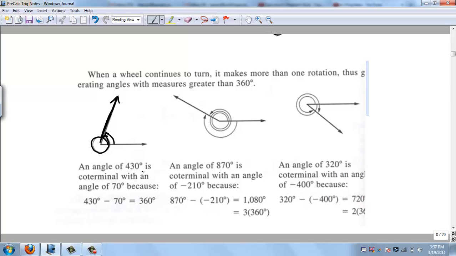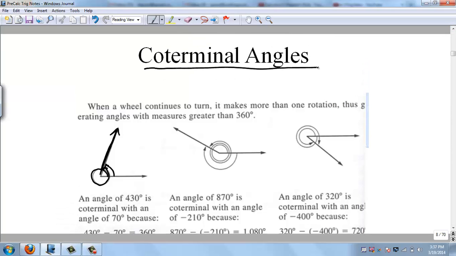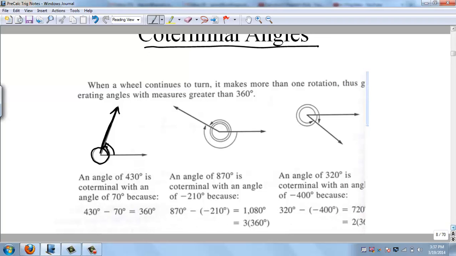So an angle of 430 is coterminal with a 70 because 430 minus 70 is 360, and they end in the same spot. Again, this way too, an angle of 870 is coterminal with negative 210 because they end in the same spot. So basically here I wanted you to recall what coterminal angles are and how you can name them in multiple ways. At least two, but there's many, many more.